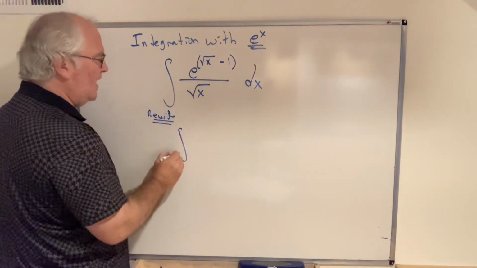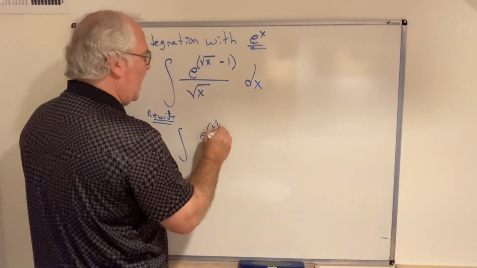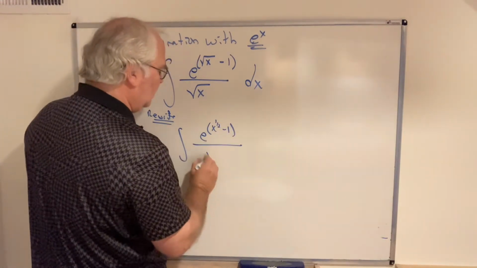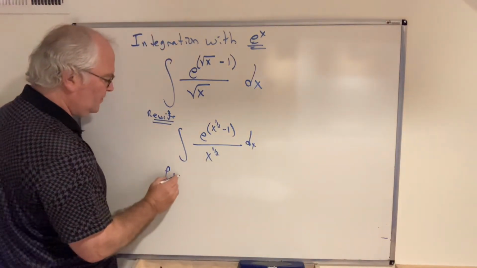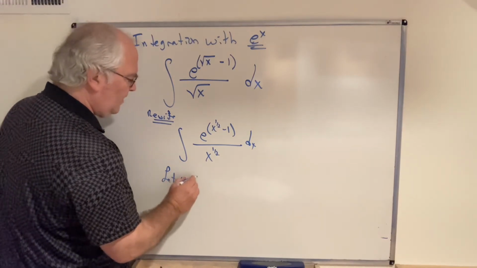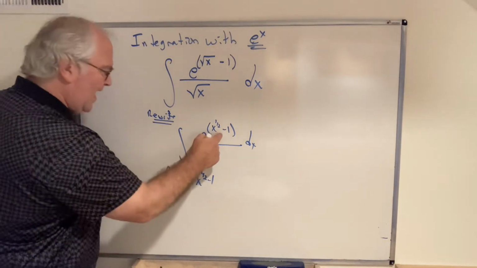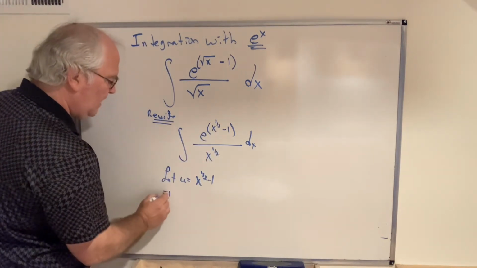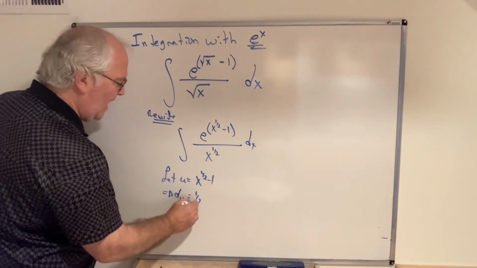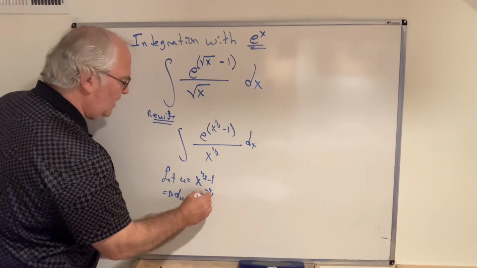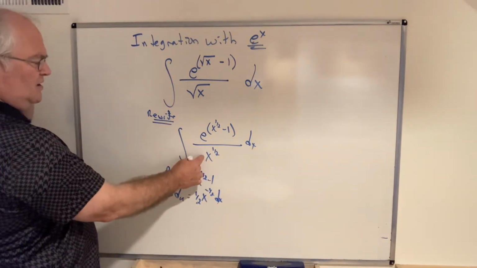I'm going to rewrite this as e raised to the power x to the 1/2 minus 1 all over x to the 1/2 dx. Let's see what we get out of this. Let's let u equal x to the 1/2 minus 1. Whatever e is raised to, let that exponent be the value for u. This implies du is equal to 1/2 x to the negative 1/2 dx. Is that what we have? Well, sort of. We just need to rewrite this.